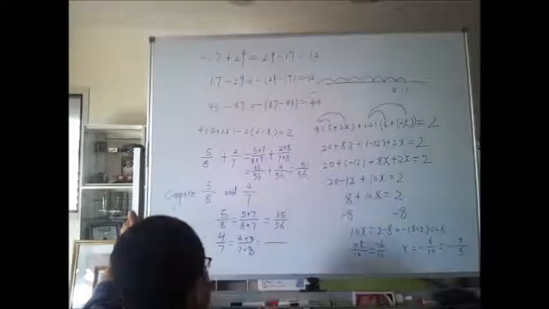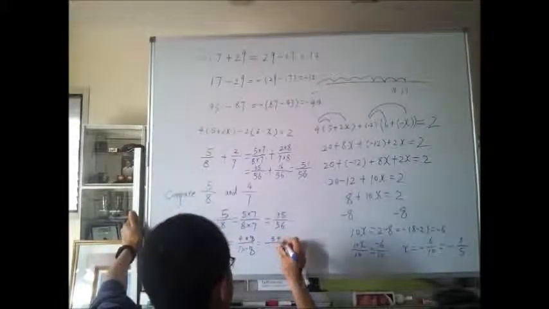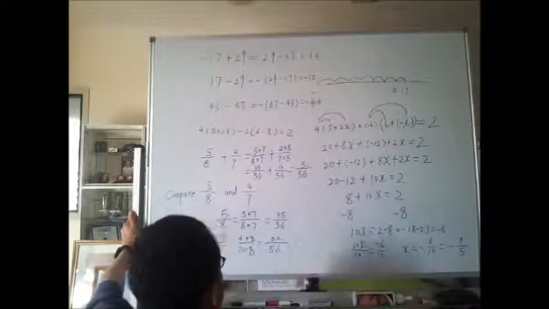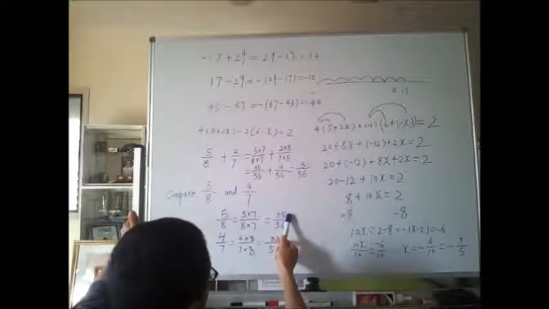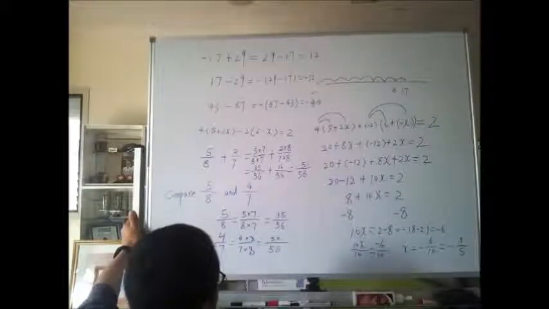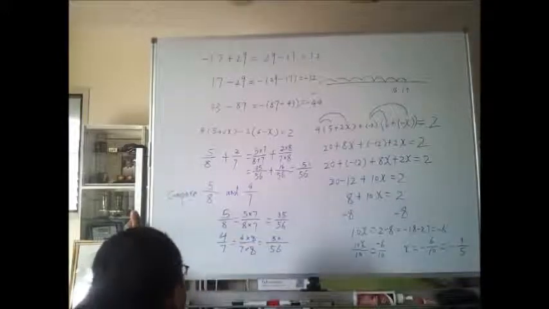What is 4 times 8? Which gives us 32. What is 7 times 8? Which gives us 56. So in this case, you can compare. 35 is much bigger than, at least it's bigger than 32. So 5 over 8 is larger than 4 over 7.